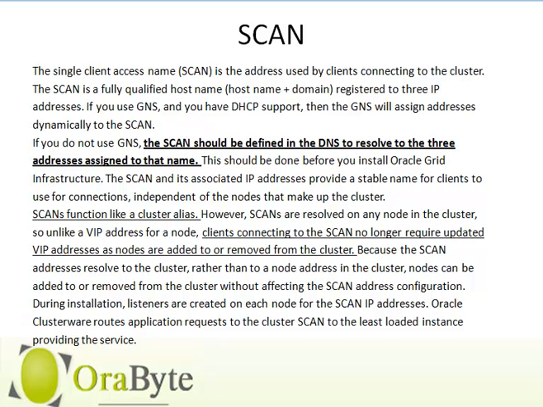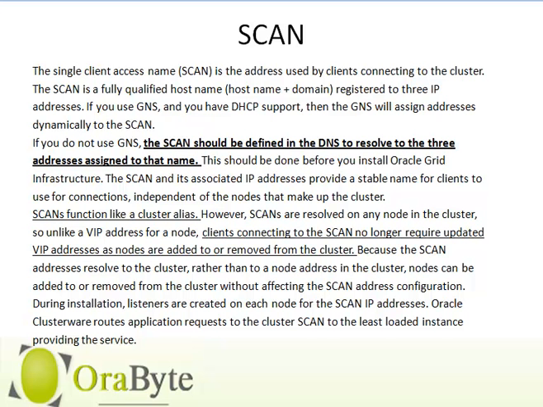If you use GNS, you have DHCP support, then GNS will assign addresses dynamically to the scan. If you do not use GNS, the scan should be defined in the DNS to resolve to the 3 addresses assigned to the name. So one scan name resolved by 3 different IP addresses. You are entering into the cluster using the scan name. One scan name now has 3 different scan VIPs and 3 different listeners, which will intercept the connection and then pass it on to one of the local listeners.